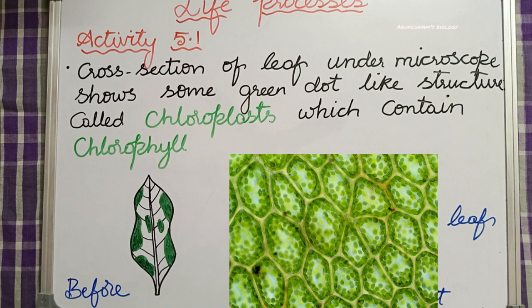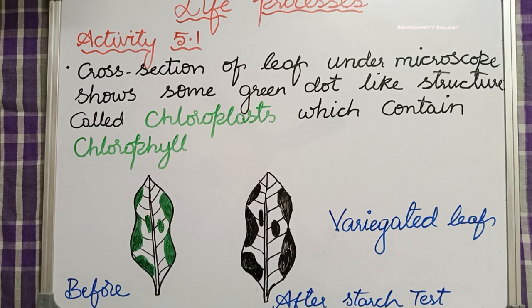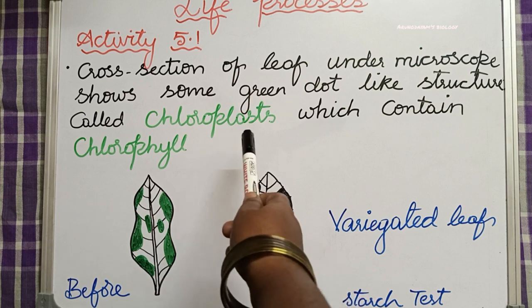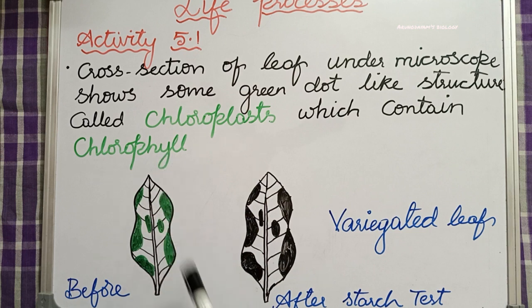And this chlorophyll is useful for absorbing a certain wavelength of light from the sun, and thus helps in the process of photosynthesis. Already we have learnt it in our previous video. So it is clear that every leaf of a plant has some green dot like structures called chloroplasts, and these chloroplasts have a green color pigment called chlorophyll. Now we have to show that this chlorophyll is essential for photosynthesis. For that we have to do one activity.